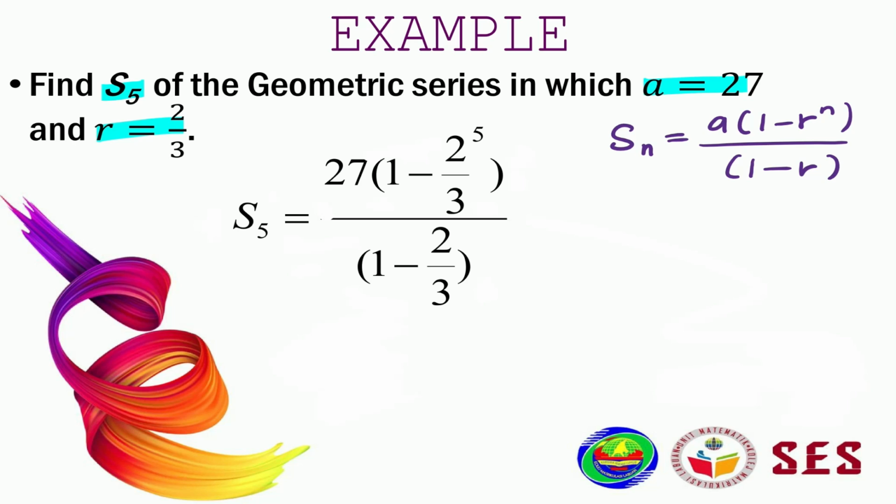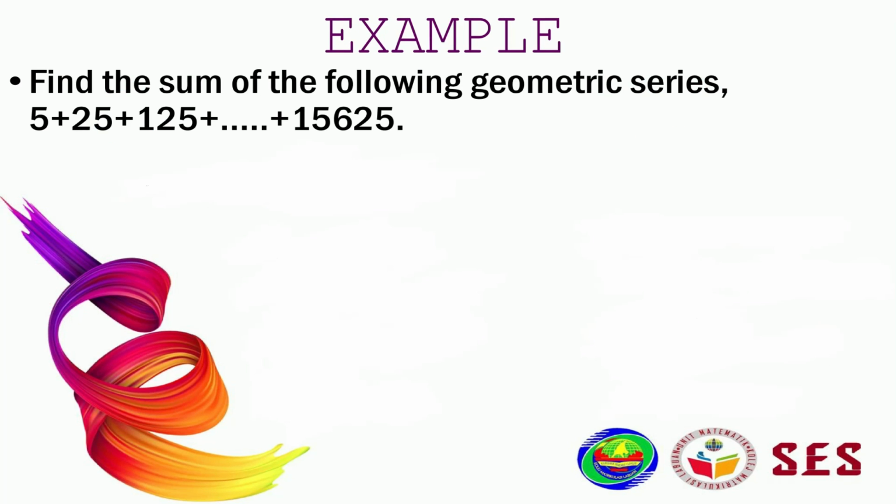When we calculate the value of S5, we will get 211 over 3. Therefore, our S5 is equal to 211 over 3. So we go to the next example.